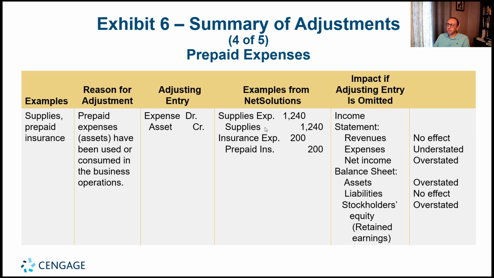Let's say we paid in advance for insurance. Now the insurance has expired or we used part of it. So we debit the insurance expense and we credit prepaid insurance. Remember, supplies and prepaid insurance, these are assets. They're going down because we use them. And on the debit side, we have supplies expense, insurance expense. This is the amount of expense that we recognize or record in the books.